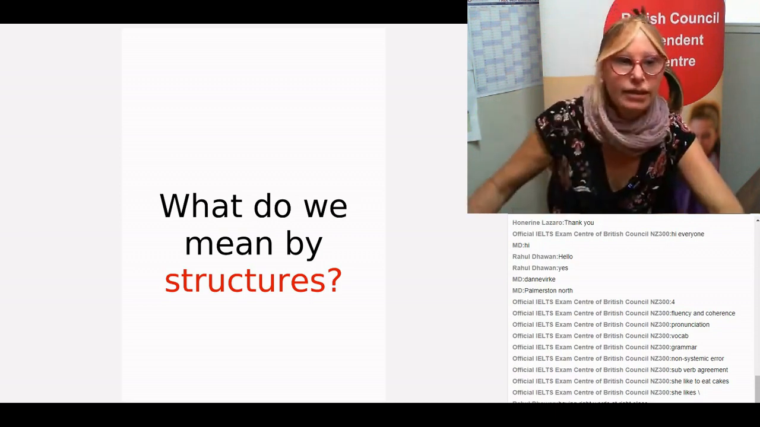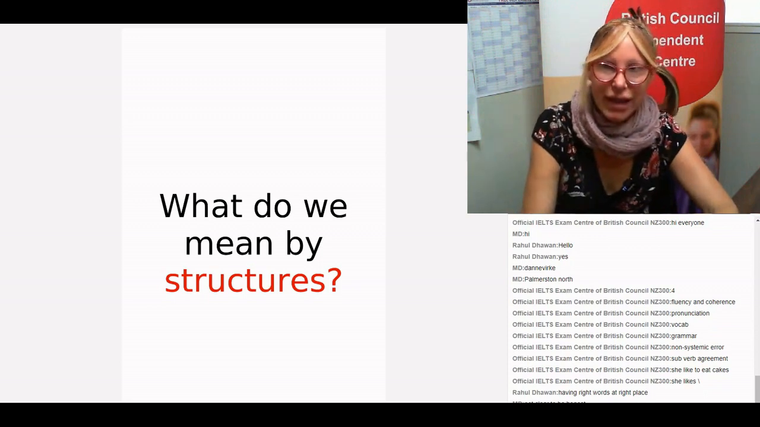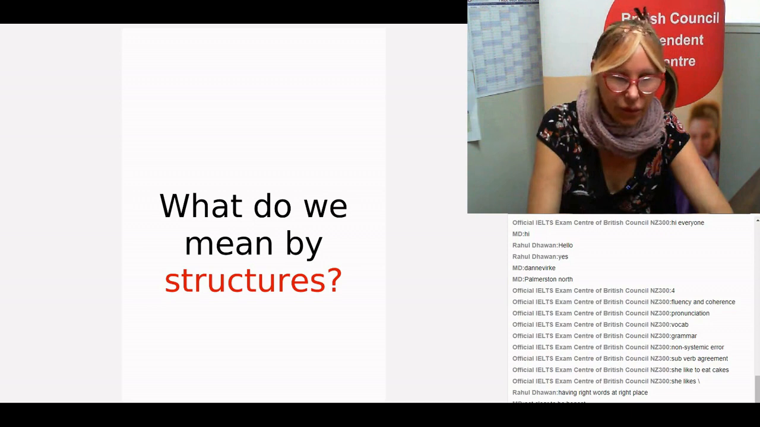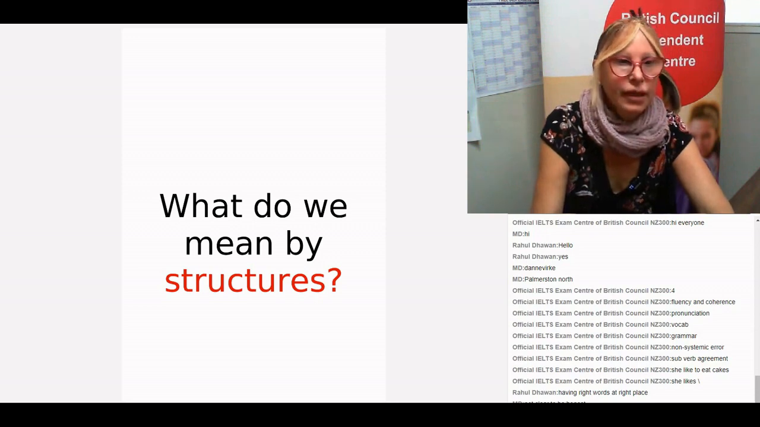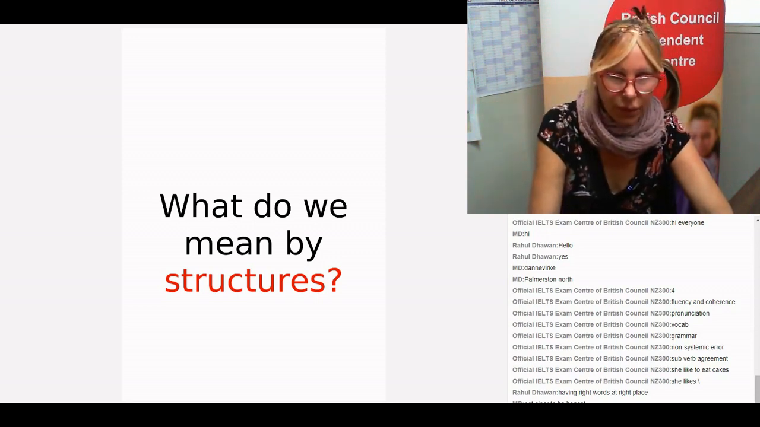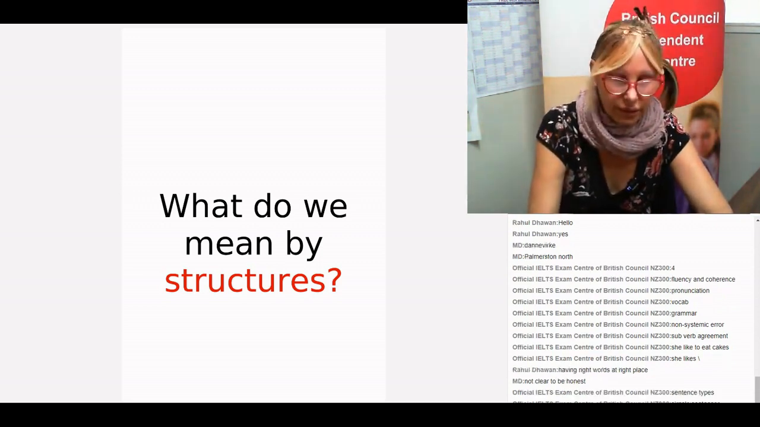Okay, well, there's a whole lot of information that we can talk about with structures, but basically, to be simple, they are sentence types. Sentence types. So, for example, simple sentences, compound sentences, and complex sentences.